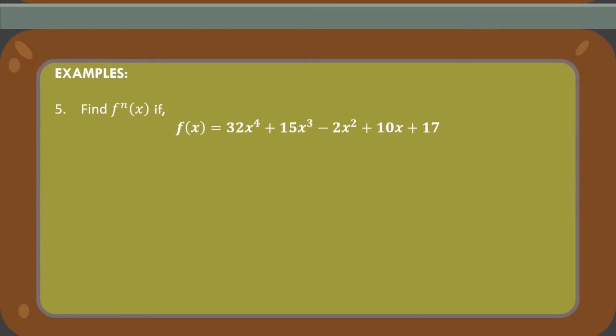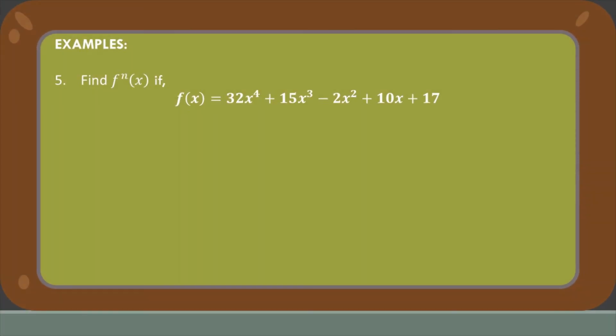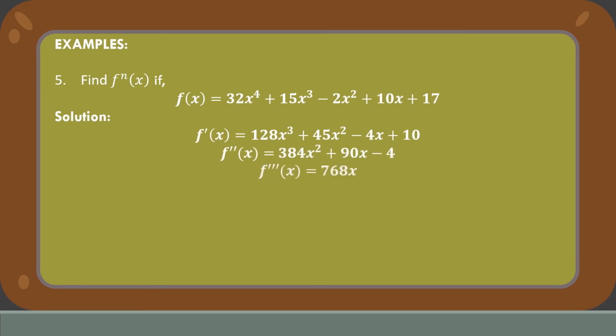And for our last example, we have find the nth derivative of the function 32x to the 4th plus 15x cubed minus 2x squared plus 10x plus 17. For the solution, first we take the first derivative of the function, which is 128x cubed plus 45x squared minus 4x plus 10. And for the second derivative, we have 384x squared plus 90x minus 4.